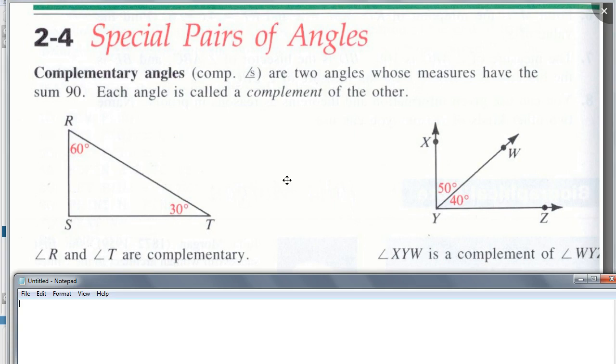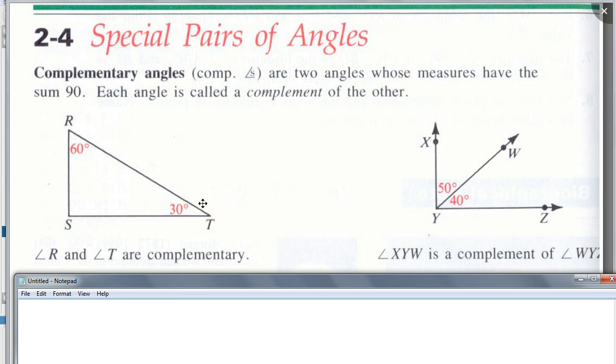So I have to either tell you that they are complementary, or I could tell you their angle measures. Like for example here, if I told you that these two angles are 60 and 30, then you could say they're complementary. Or even if I don't tell you the angle measures, if I say angle R and T are complementary, then you know they add up to 90, right? If I don't tell you, you can't assume, right? Does that make sense? All right.